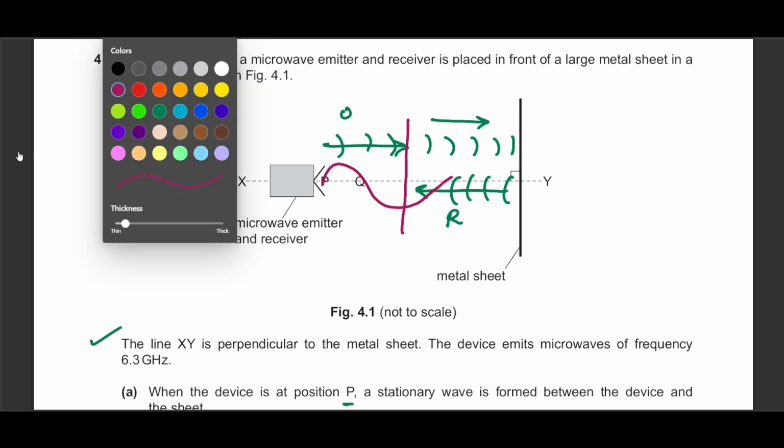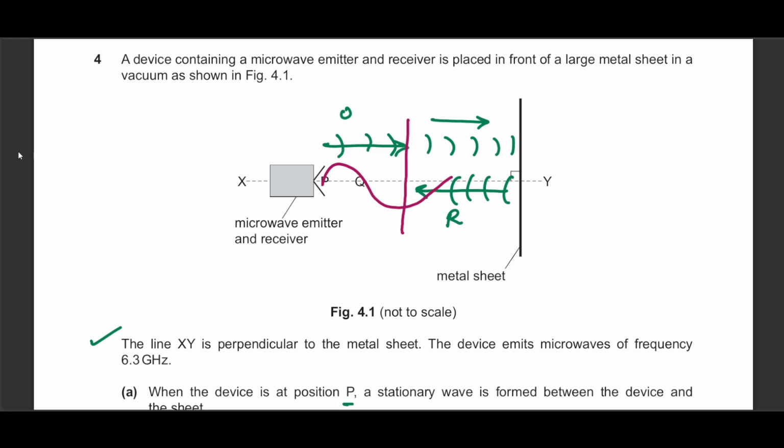Now, if we can move the transmitter forward and backward, and it receives the information as well, it's a tester as well. We can confirm where the amplitude is maximum, where the amplitude is minimum, and then we can figure out that, okay, this is an example of a stationary wave.